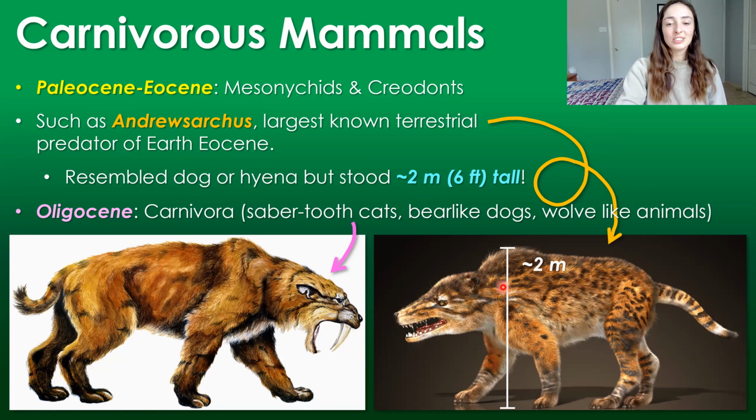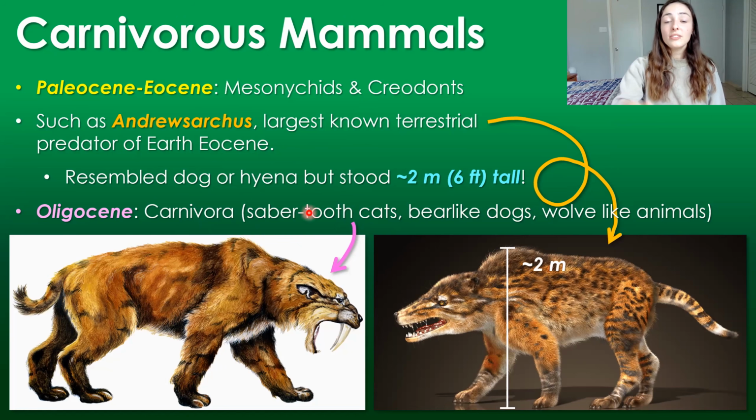It resembled a dog, but also a little bit like a hyena. Its shoulders were kind of higher than its back end, and it stood nearly 2 meters tall at its shoulders, or 6 feet. So imagine a 6-foot person and then make it into a big hyena or dog that was going to kill you. That's terrifying.